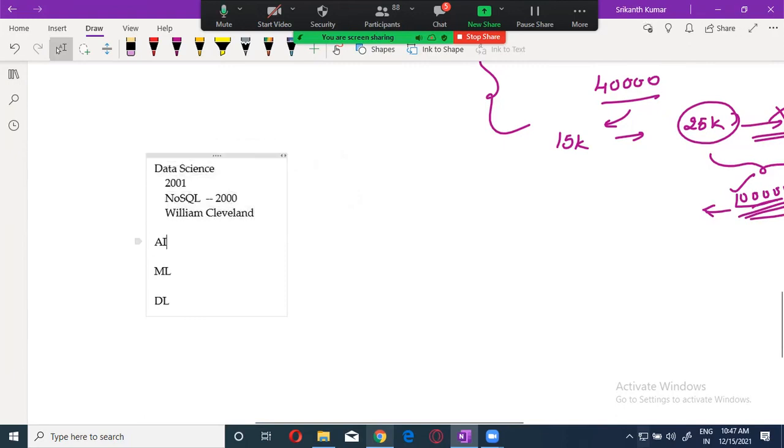Now what is AI? That is artificial intelligence. The word was first used in 1956, around 70 years back. This was done by a gentleman called John McCarthy. Now, what does AI mean? You know what data science is. What is AI? AI is nothing but a process of designing intelligent machines.